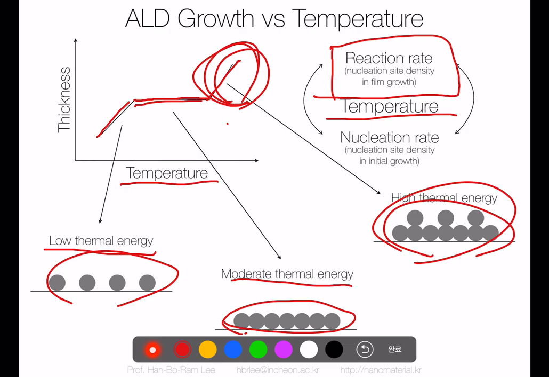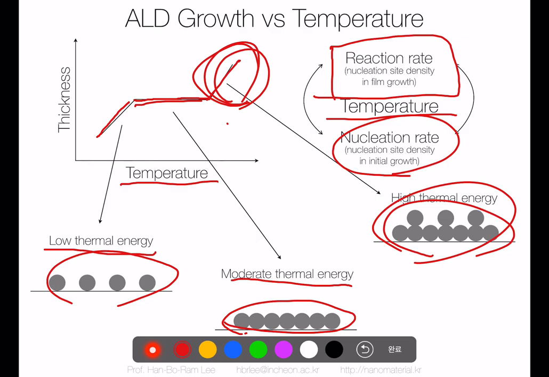Definitely, with increasing temperature, the reaction rate is increased because the reaction rate is a function of temperature. And the other one is the nucleation rate. There are many nucleation sites on the surface, and that strongly affects the nucleation rate. For example, if you have 100 chairs in a room, the adsorption sites are 100. So you have enough room for 100 people.